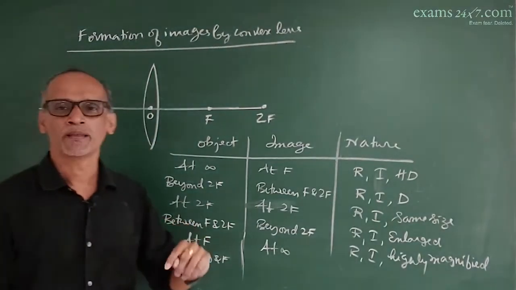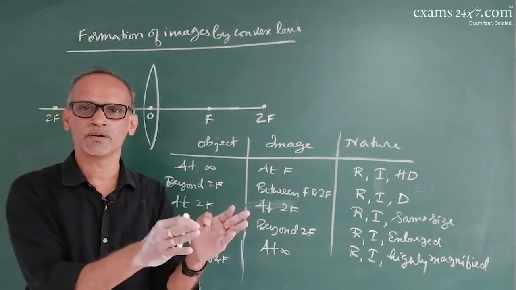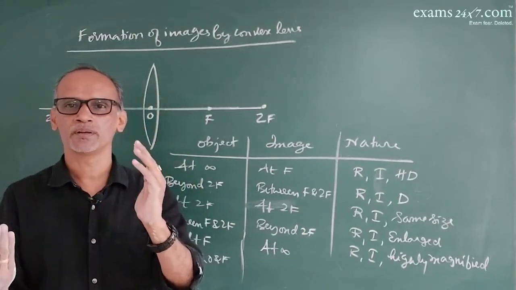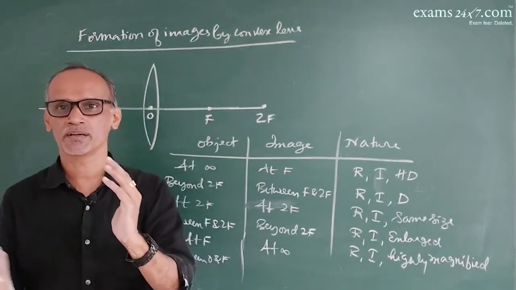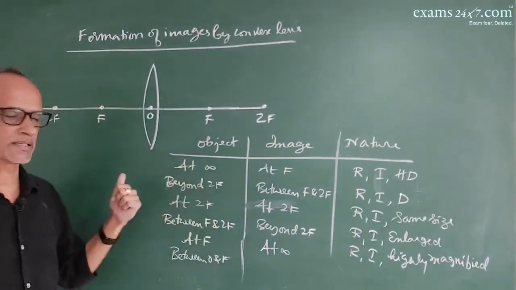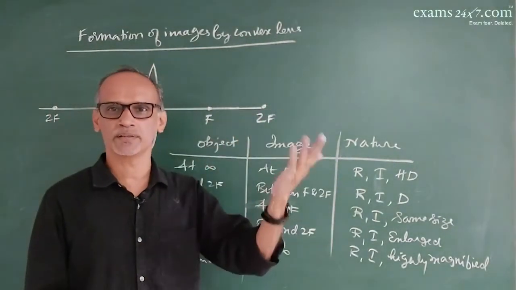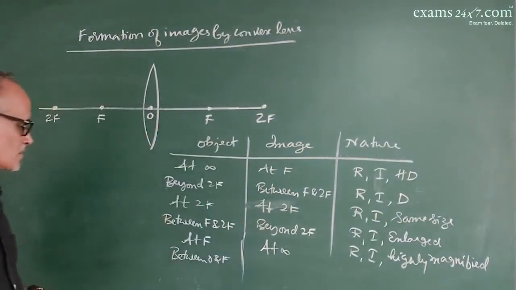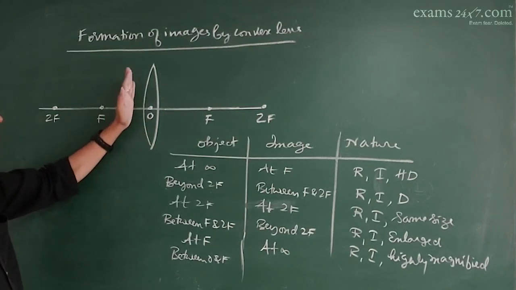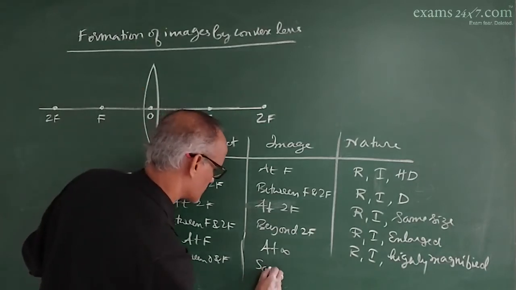See, the difference between the real images in concave mirror and the real images formed in convex lenses is that in the case of mirror, the real images are formed in front of the mirror, or on the same side as that of the object. Whereas in lenses, the object will be on one side of the lens, and real images will be on the other side of the lens. So that's why when the object is placed between O and F, the image will be formed on the same side as that of the object.